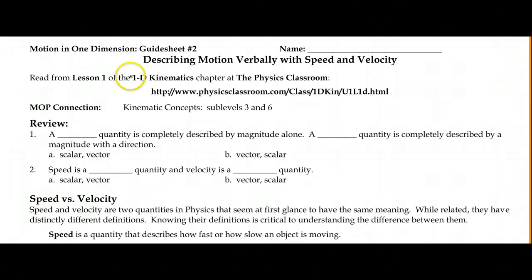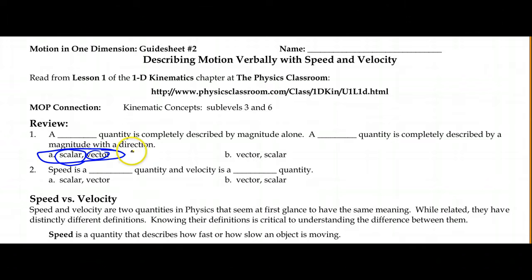Okay, a quick review. A blank quantity is completely described by magnitude alone. So magnitude alone would be scalar. So we can measure it with scale. It just has a value, a magnitude, no direction. A blank quantity is completely described by a magnitude with a direction, and that would be a vector. So the scalar is ignorant of direction, doesn't really care about direction, just need to know its size, and then the vector has to have direction to completely describe it.